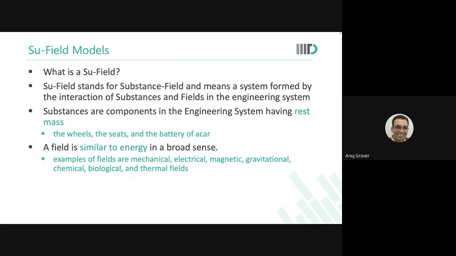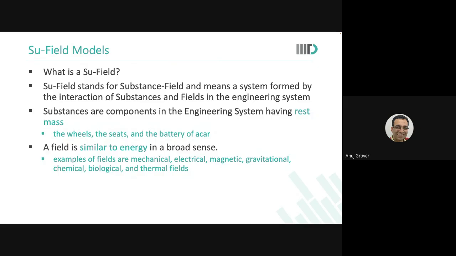When we analyzed the engineering system earlier, I had said a field is also a substance, is a component. But now he is looking at those components that we identified in the component analysis, picking them up one by one and saying, does this component have a rest mass? Gravity, does it have a rest mass? No, it's a field. Electricity, does it have a rest mass? No, it's a field. Air, does it have a rest mass? Yes, it's a substance. So substances are components in the engineering system which have a rest mass.